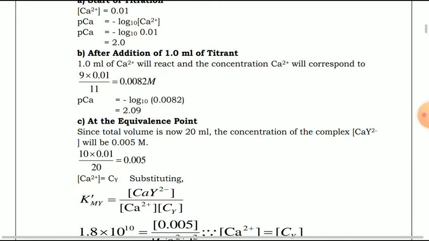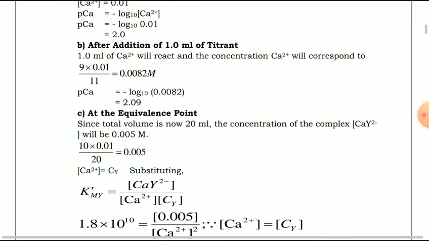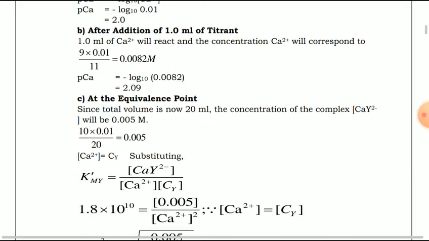Okay, when we put the values into this, at the beginning we have calculated the value of 1.8 into 10 raised to 10, that is K'MY, is equal to the concentration of EDTA complex, that is 0.005, upon calcium 2+ square. Why square? Because instead of calcium 2+ we have kept here CY. That's why the concentration of calcium 2+ is in square form, right?